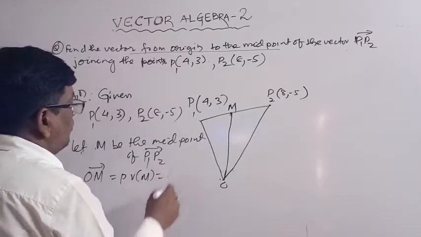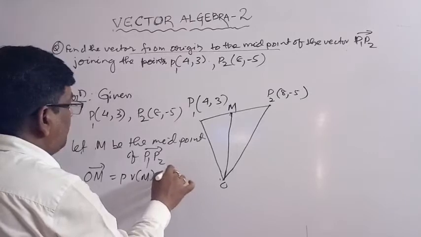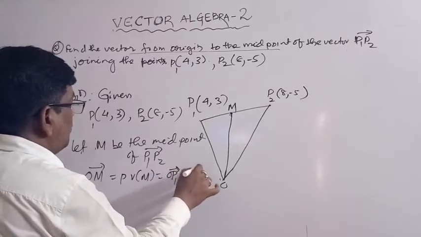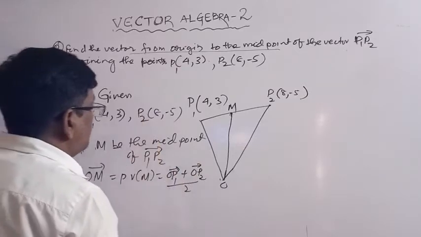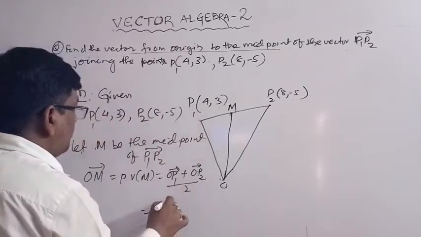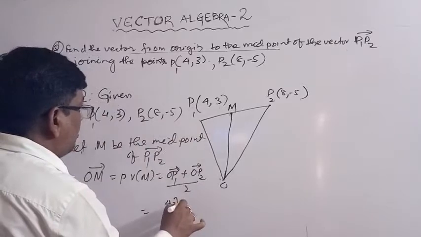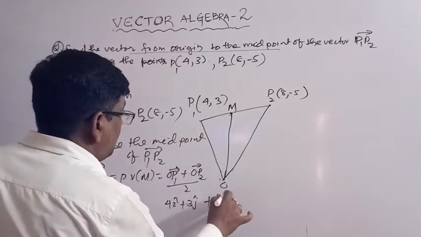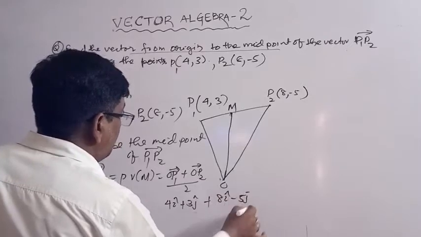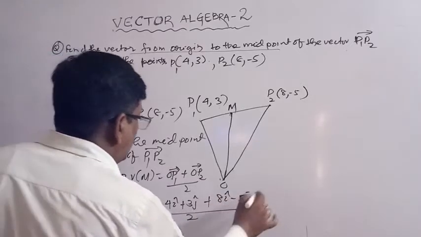OP1 vector plus OP2 vector, divided by 2. OP means what? 4i plus 3j plus 8i minus 5j, divided by 2. So this is equal to what?